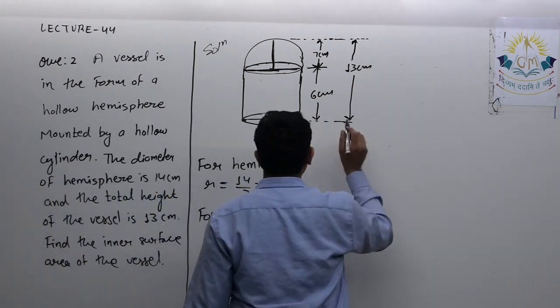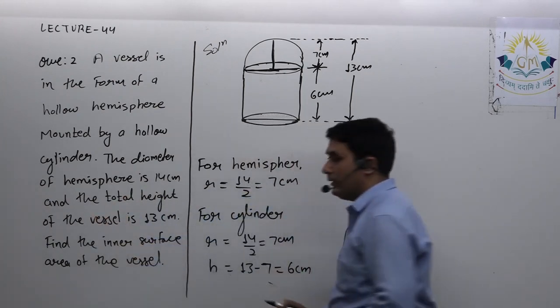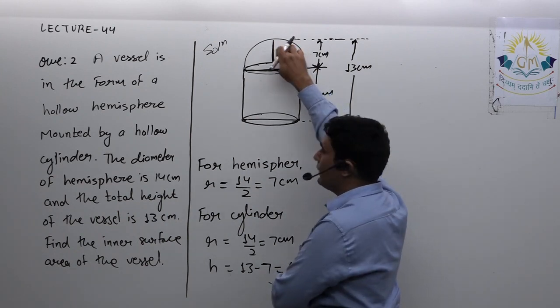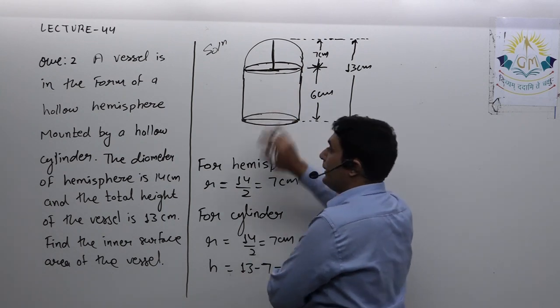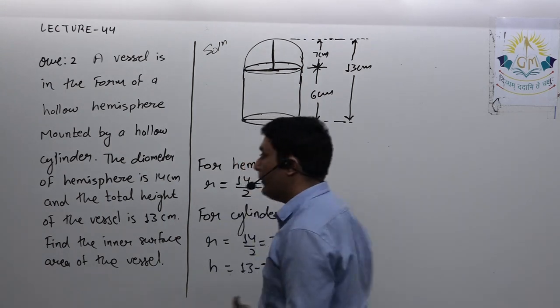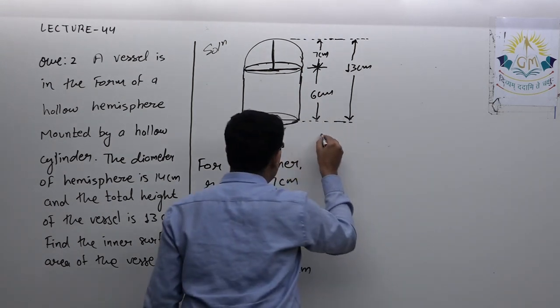Now what we need to find is the inner surface area of the vessel. There are two ways to find this. First, we find the inner CSA of the hemisphere, then the inner CSA of the cylinder, and then we add them. But this will consume your time. So it is better to start in this way.